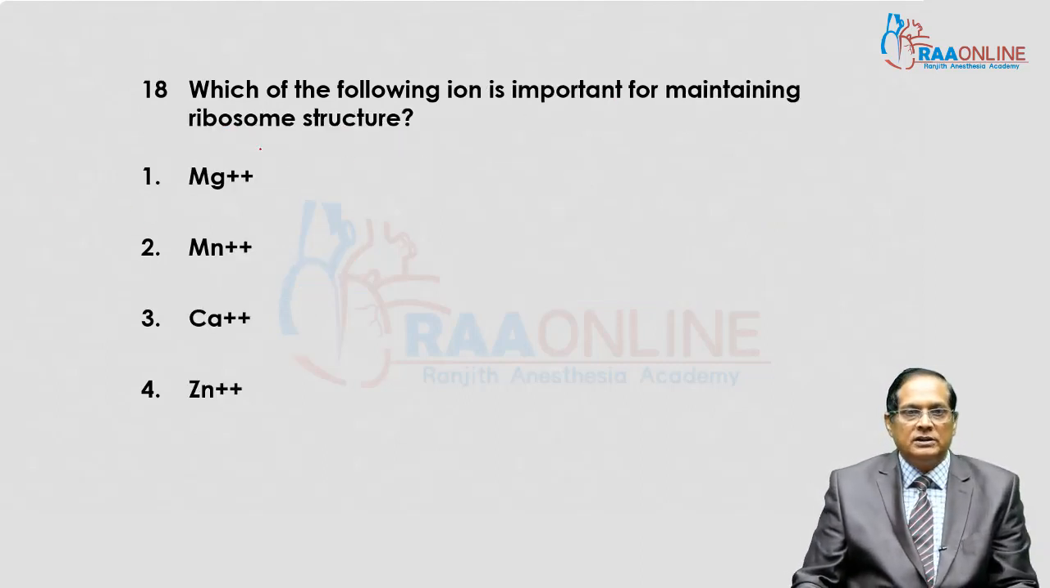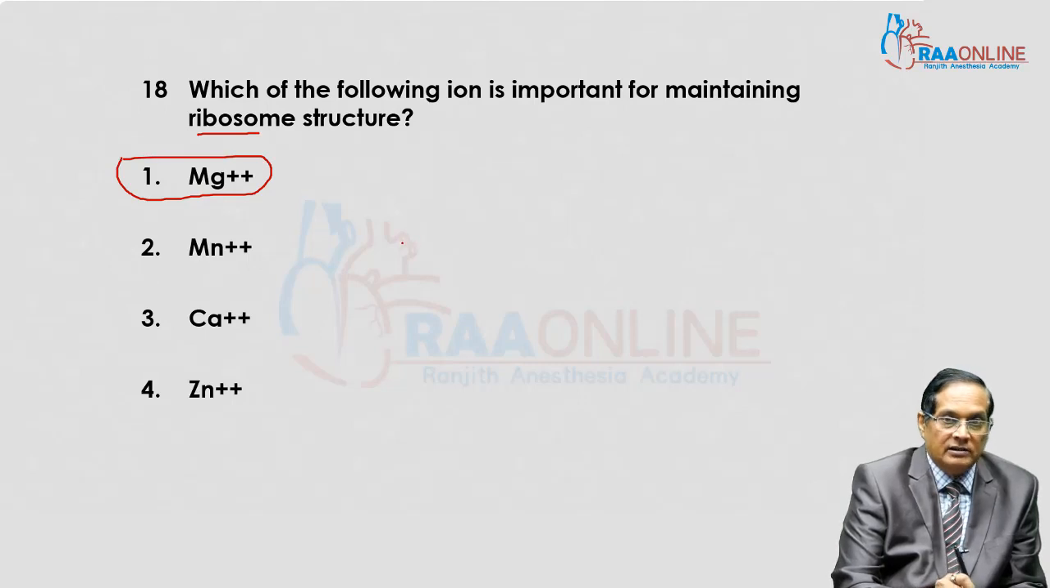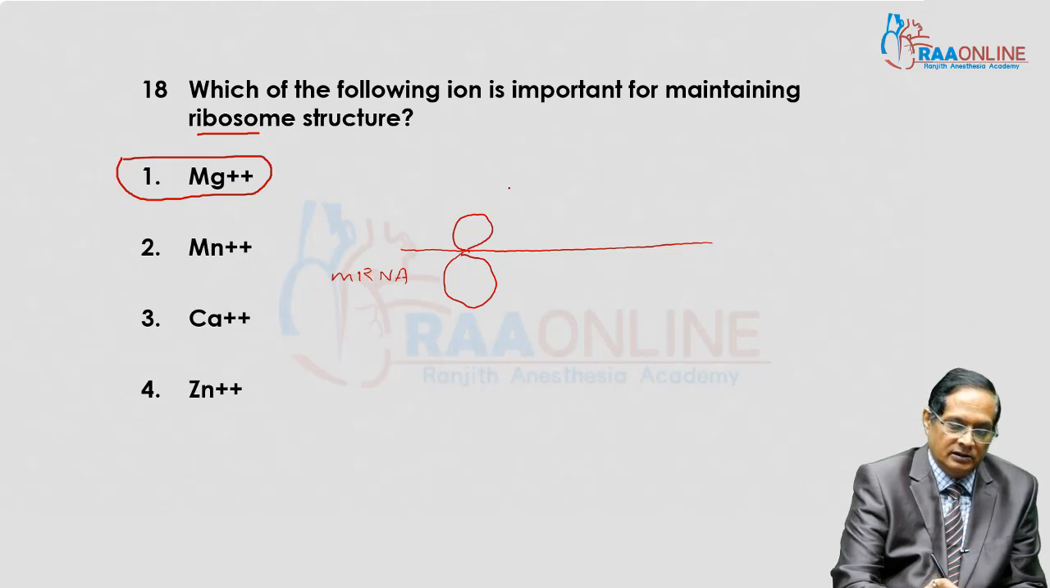Which of the following is important in maintaining the ribosome structure? Again, magnesium is there. At the time of protein synthesis, this is the messenger RNA molecule, and on this mRNA sit a small subunit and a large subunit of the ribosome. The smaller one may be 30S or 40S type depending upon the cell, and the larger one is 50S type or 60S type.